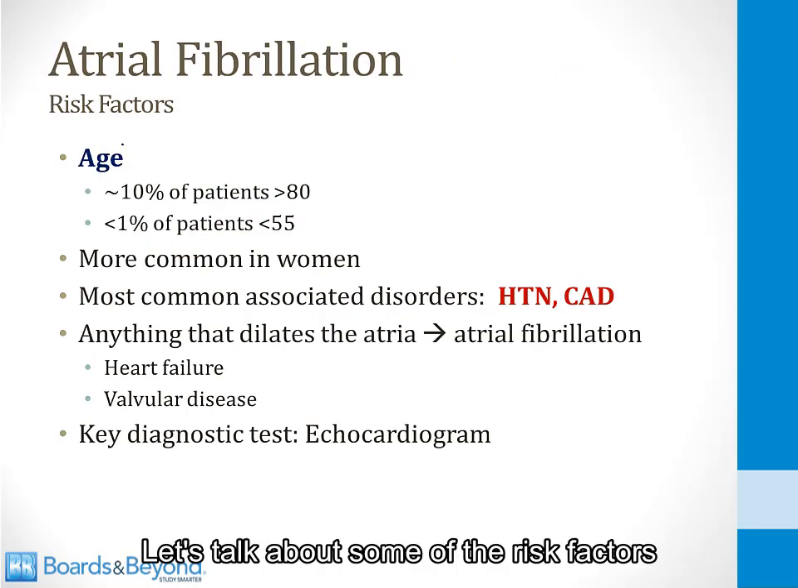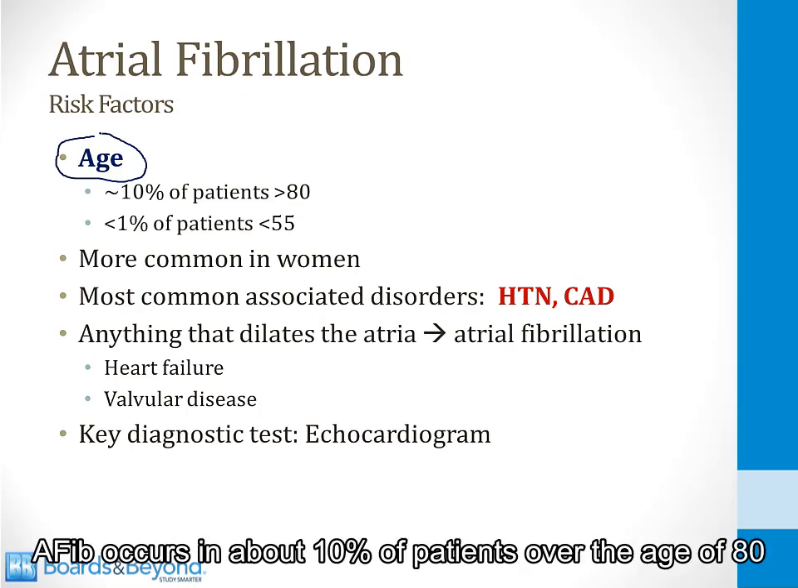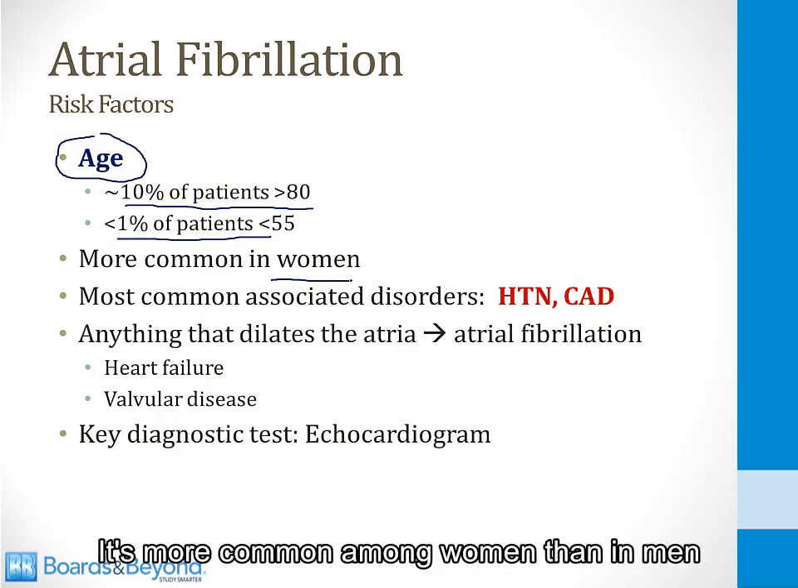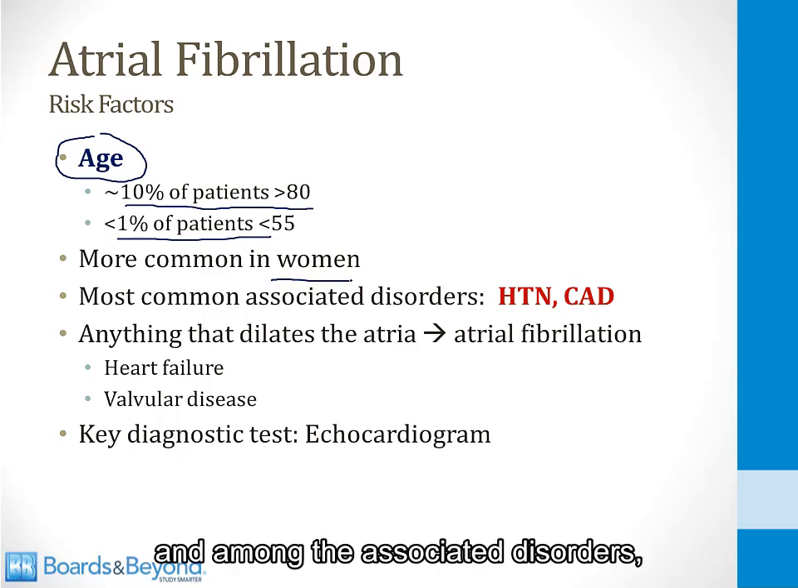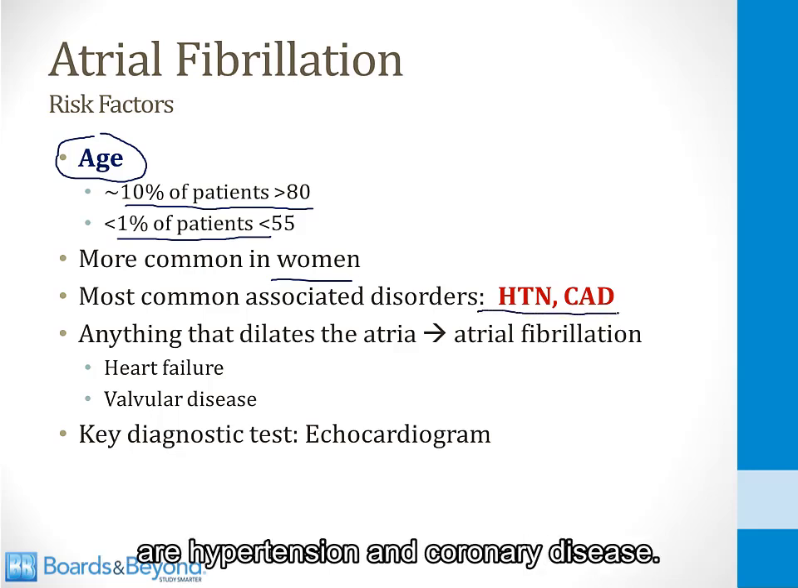Let's talk about some of the risk factors for atrial fibrillation. Age is one of the most important risk factors. AFib occurs in about 10% of patients over the age of 80 and less than 1% of patients under 55. It's more common among women than in men, and among the associated disorders, the most common associated conditions with AFib are hypertension and coronary disease.